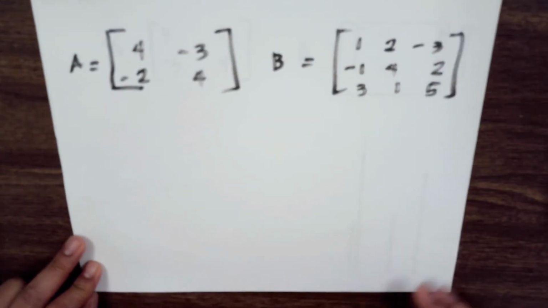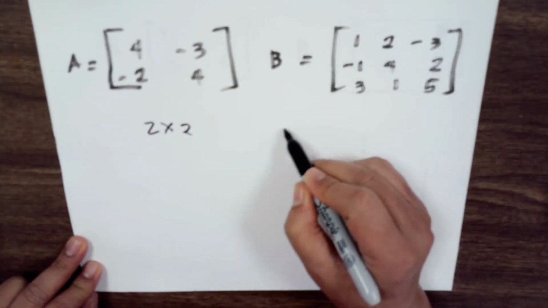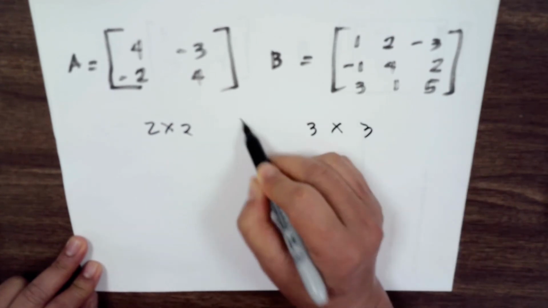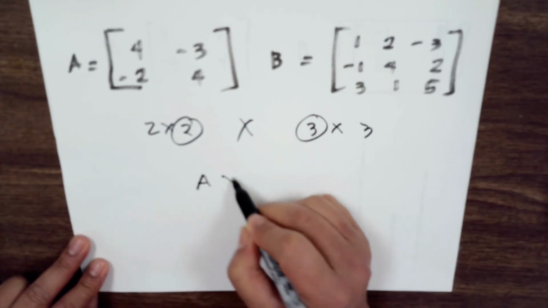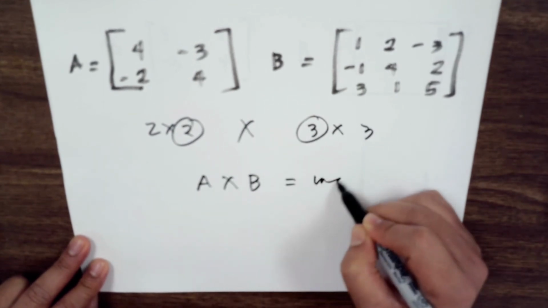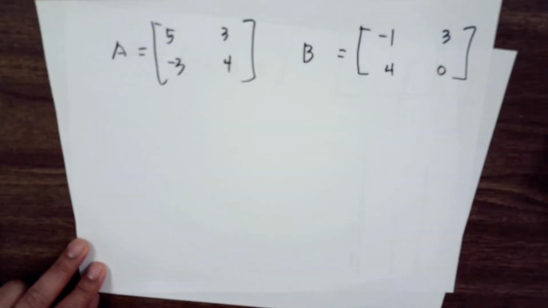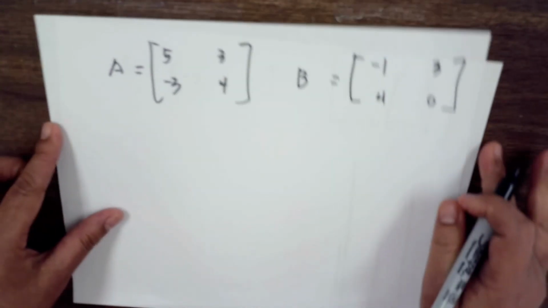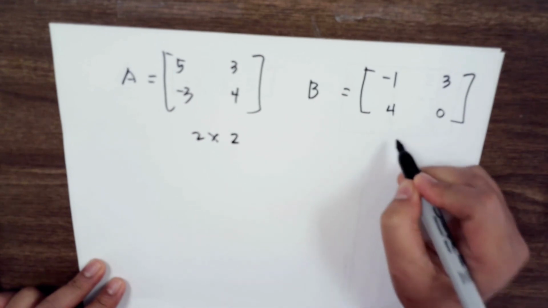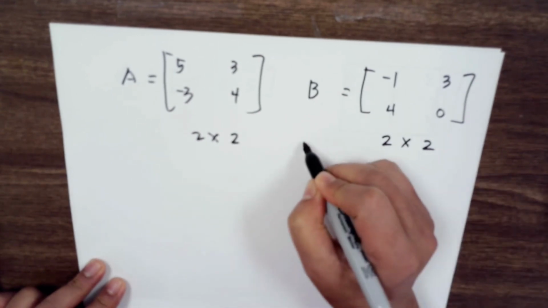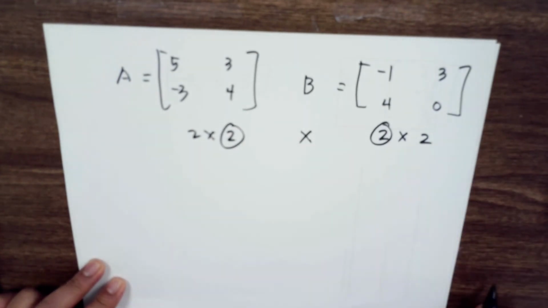Okay, so there's another example. You have here a 2 by 2 matrix, and you have a 3 by 3 matrix. You wanted to multiply them, but apparently the inner values are not the same. Therefore, A times B is again undefined. Or you can use this symbol, it's fine. Okay, now let's see if we can multiply these two. You have here a 2 by 2 matrix, and you have a 2 by 2 matrix. Therefore, you will create a matrix that's also 2 by 2 since the inner values are the same.